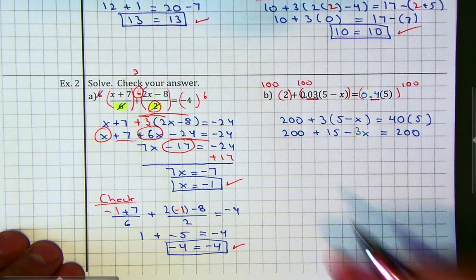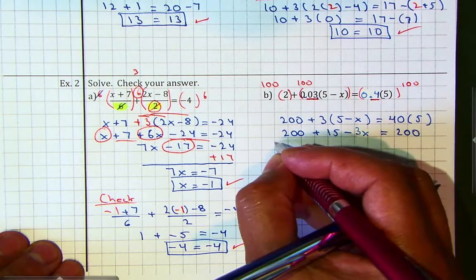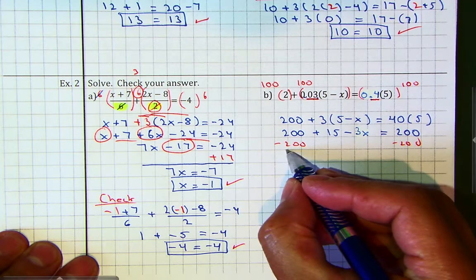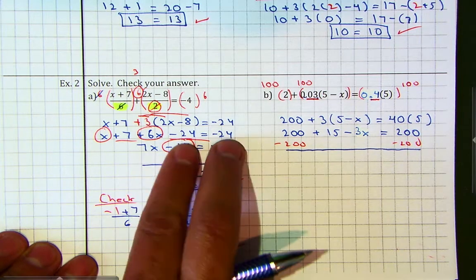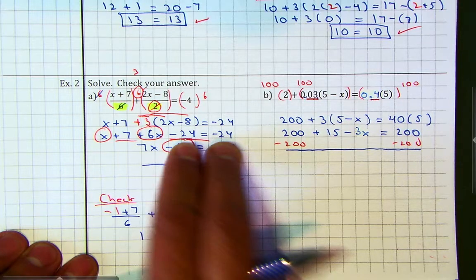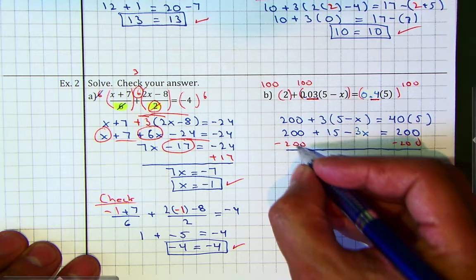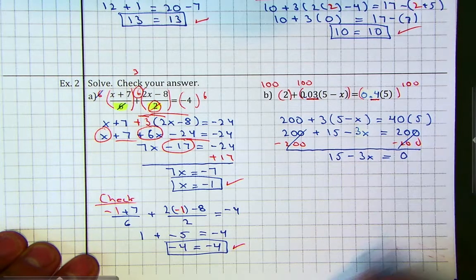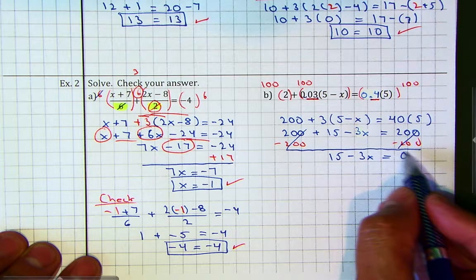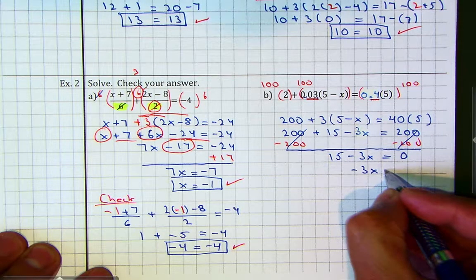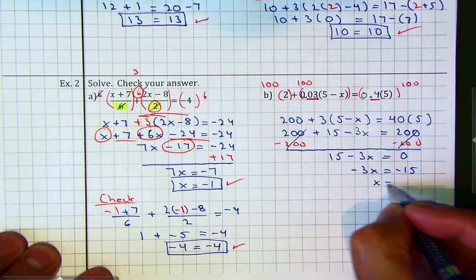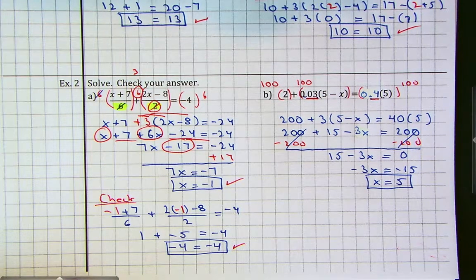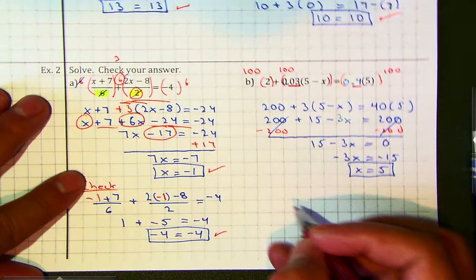In this case, I can just subtract my 200 on both sides. So they cancel out, and you probably notice that I could have done that here as well. Might make it a little faster process. That gives me 15 minus 3x equals 0. I still have my equal sign here. Move my 15 to the right, we can say negative 15. Divide by 3, so therefore x is equal to positive 5. And now that I solved it, I can check my answer by just plugging it back in.